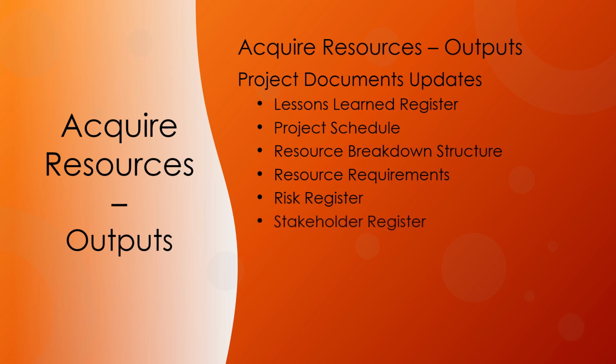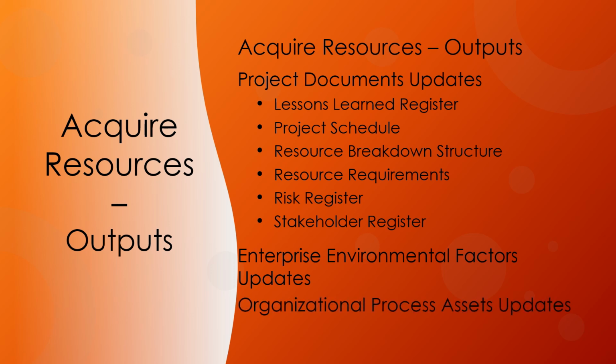Stakeholder Register. The Stakeholder Register is updated with any new stakeholders and any new information about existing stakeholders that has been gained as a result of this process. Enterprise environmental factors that are updated include resource availability within the organization and the amount of the organization's consumable resources that have been used. Organizational process assets that are updated as a result of the Acquire Resources process include documentation related to acquiring, assigning and allocating resources.